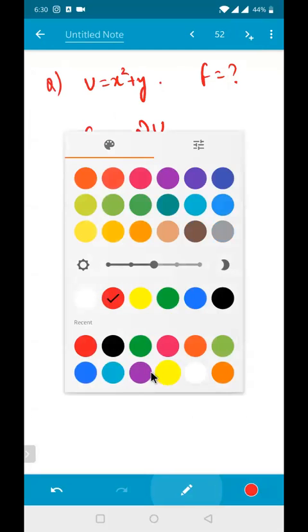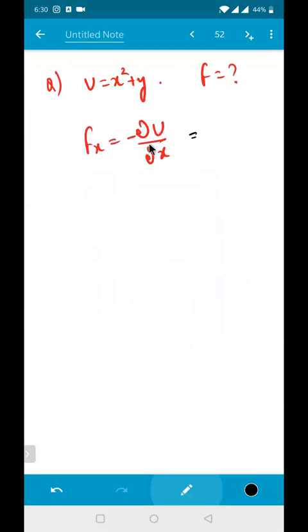So if I'm doing it along the x-axis, it will read only the term which is associated with your x. So this will become how much for me? Minus, this one is 2x plus 0. So that is minus 2x.